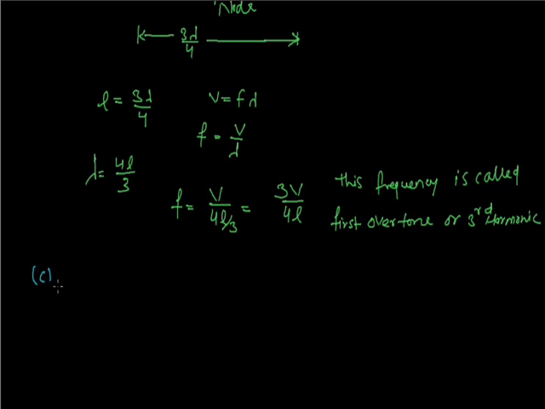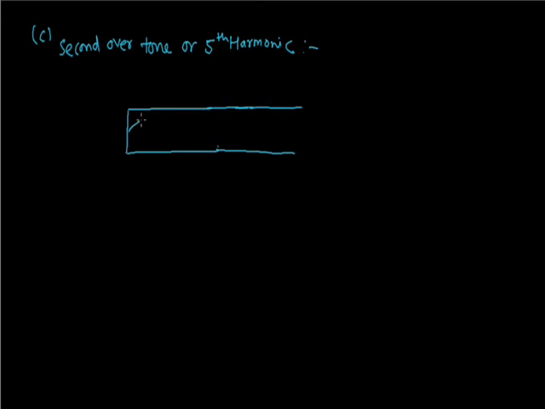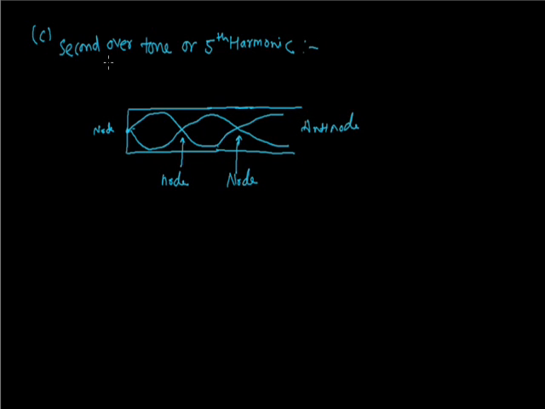Next, if we want to find the second overtone, it is also called the fifth harmonic. So in the second overtone, the wave is like that. That is a node, that is also a node, and this is an antinode. It is the second overtone, because in between there are two nodes, so it is called the second overtone.